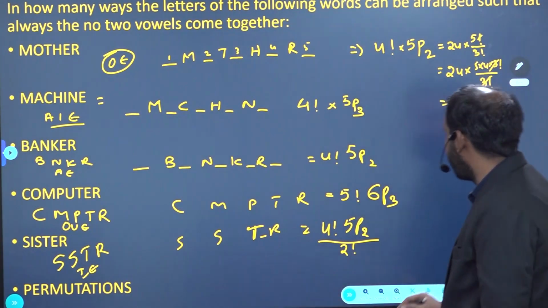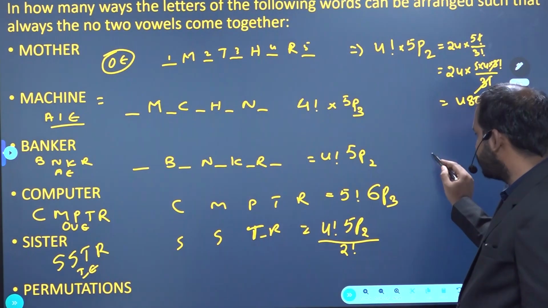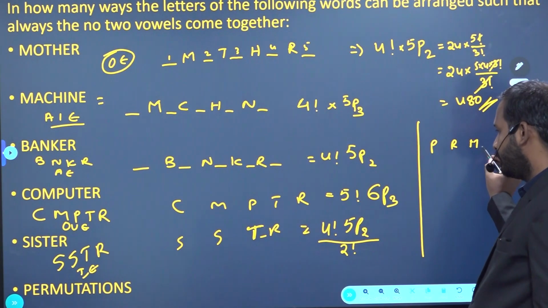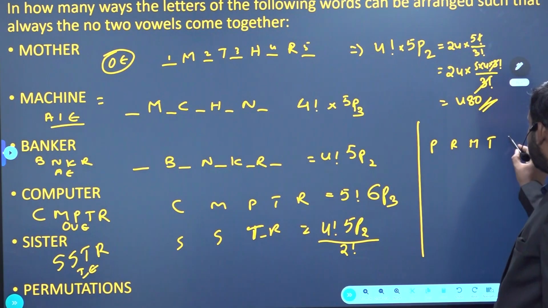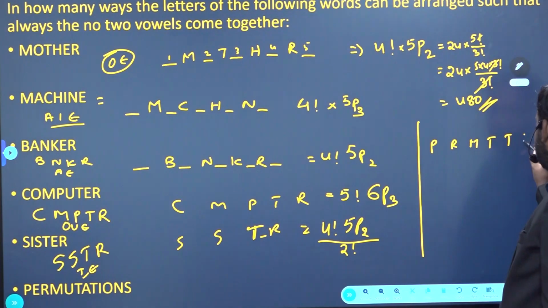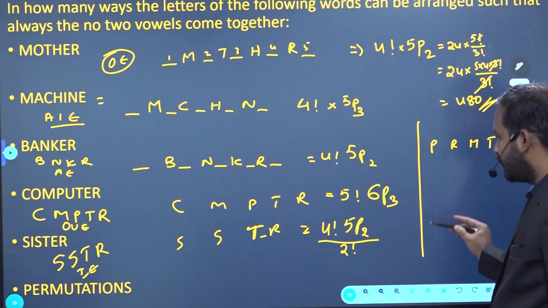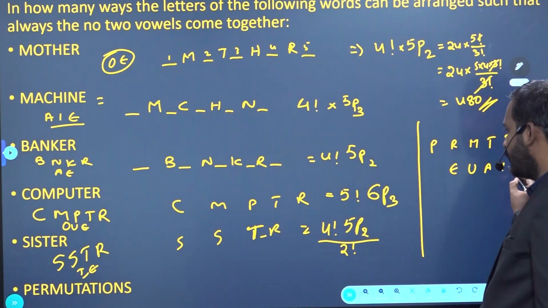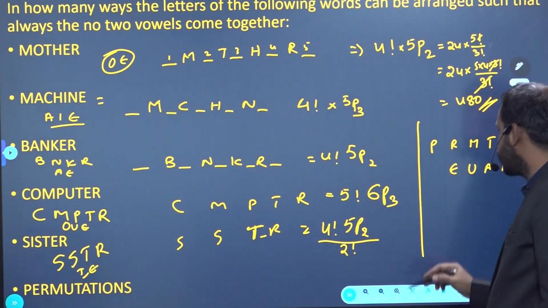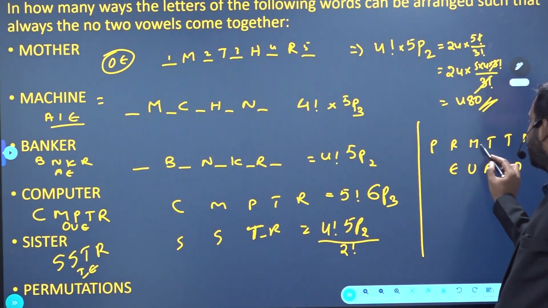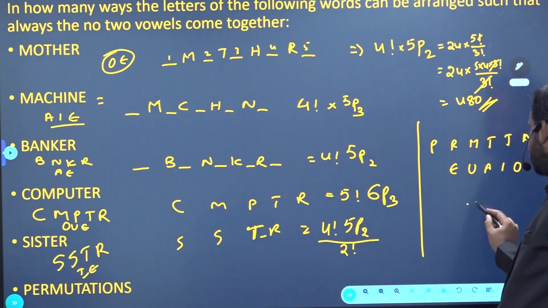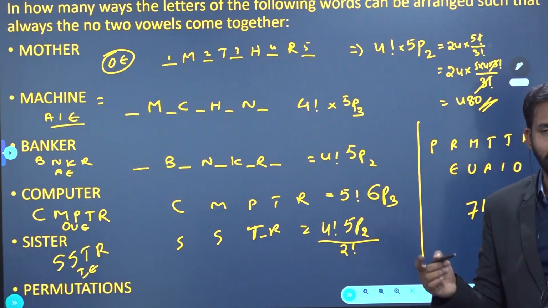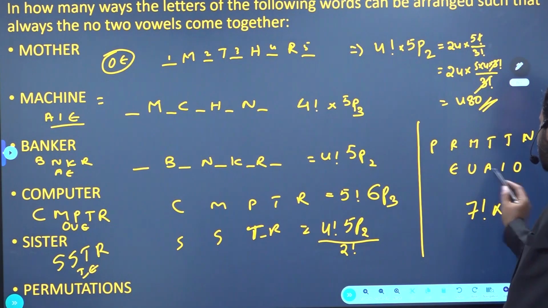Now see the answer for PERMUTATIONS. What are the letters we have here actually for permutations? P, R, M, T, T, N, S. And what are the vowels I have here? E, U, A, I, O. Okay, so please see here. 1, 2, 3, 4, 5, 6, 7. 7 factorial. 7 letters means how many gaps we will have? 1 more than 7 means 8. So in that 8 I need to fill these 5.